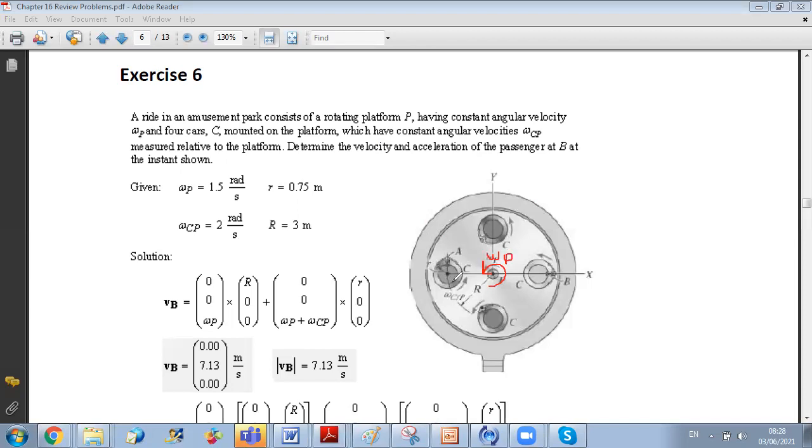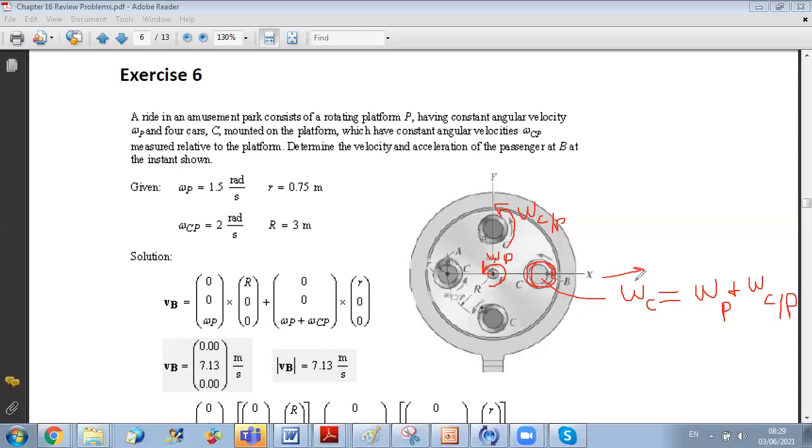And we have that the 4 cars are moving relative to the plate at a certain angular velocity omega c relative to p. Okay? So you can say, if you want, if I take each car separately, what will be the total angular velocity of each car? Each car will have a total angular velocity omega c equal to omega p plus omega c relative to p.